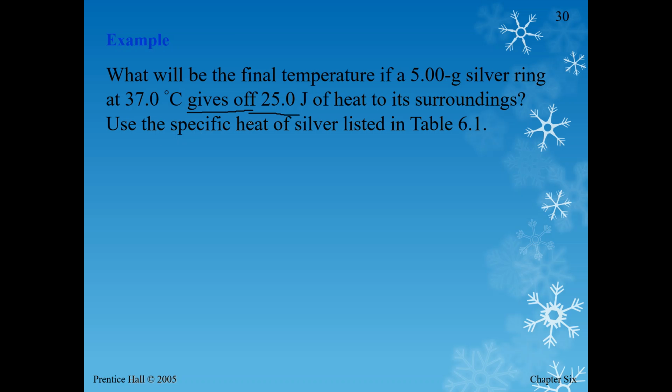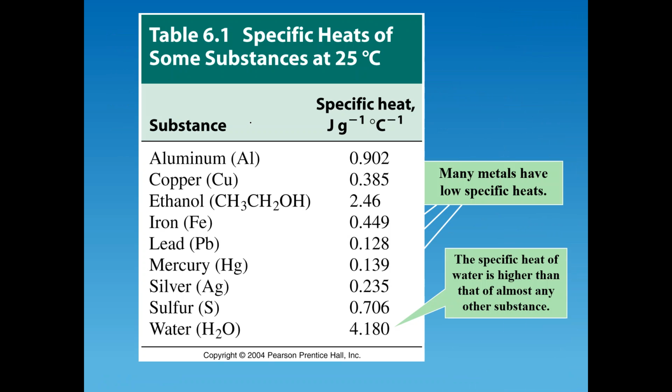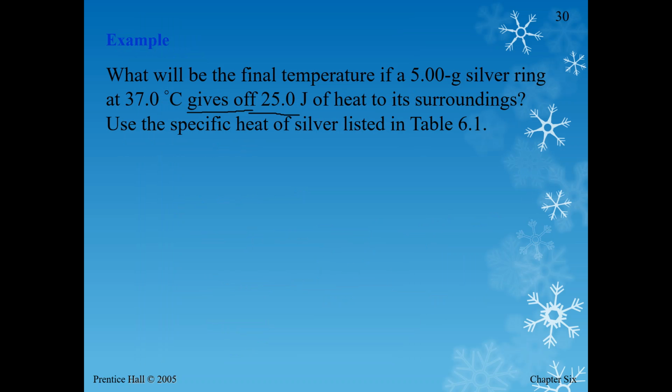So let me go back to the previous table. Silver, where is silver? Okay, so silver has a value of 0.235. So let me write that down before I forget. So the specific heat of silver is 0.235 joules per gram degree Celsius. Now, basically what this question is asking for is the final temperature. They gave you the initial temperature, which is right here. They gave you the amount of heat that is given off, and it's asking for the final temperature, right?